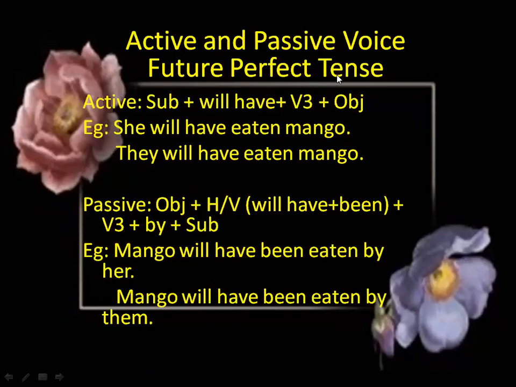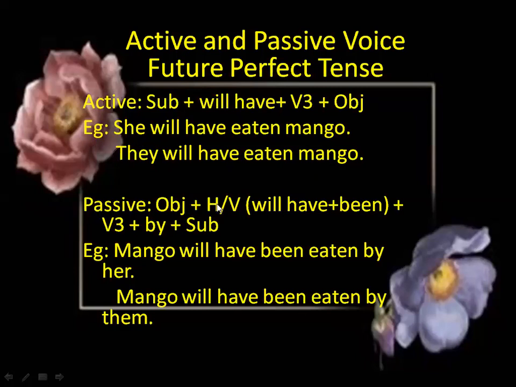Active and passive voice, future perfect tense. Active: subject plus will have, you just have to put will of future and have of perfect. Will have plus V3 plus object. For example, she will have eaten the mango. They will have eaten the mango. Okay.